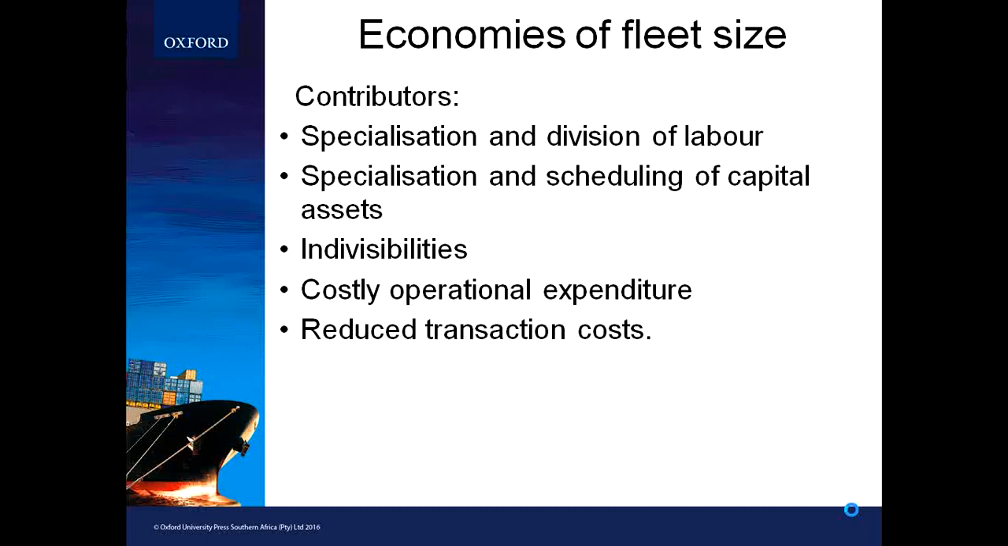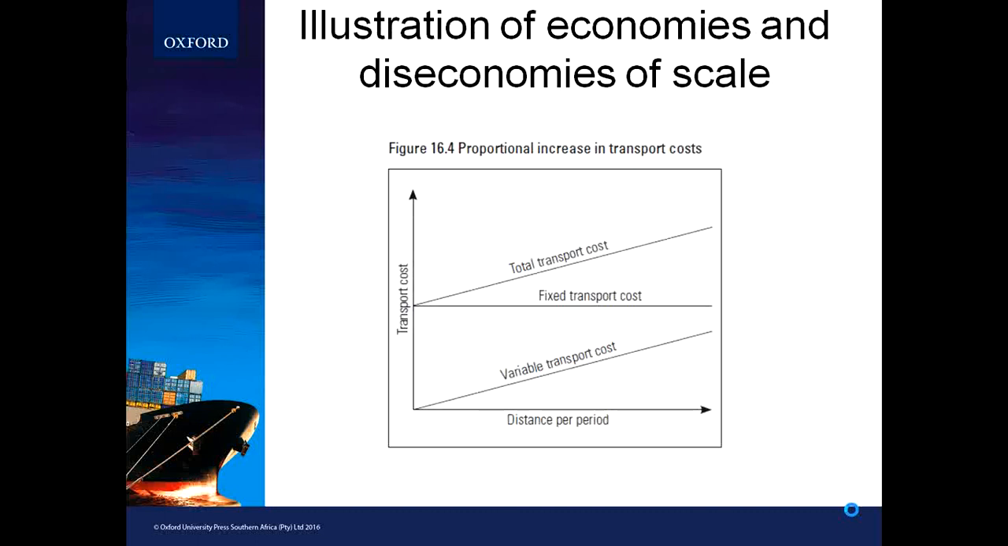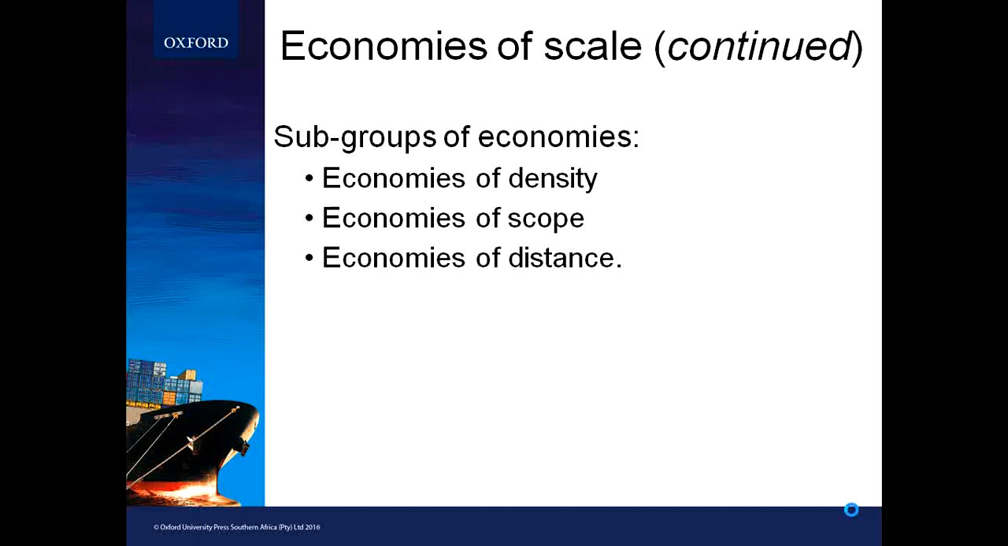Now, even in this contribution, the total number of transport cost, fixed cost, variable transport cost, and distance per period on the total amount. That is how economics of density, scope, and distance are covered for our subgroups. Now, in this way, the subgroups of economics depend on attainment of one or more of three groups or subgroups of economics, that is, economics of density, economics of scope, and economics of distance.